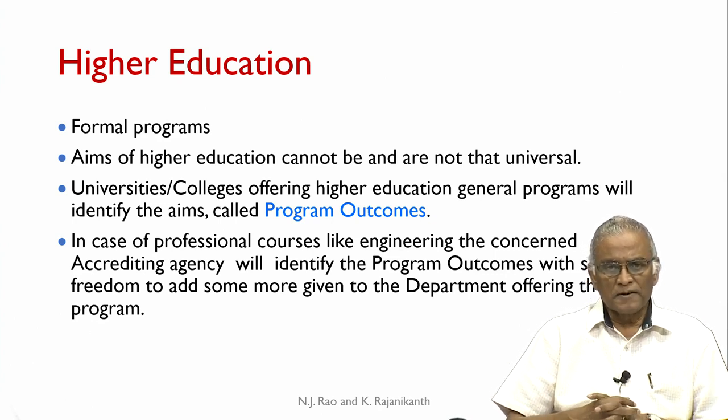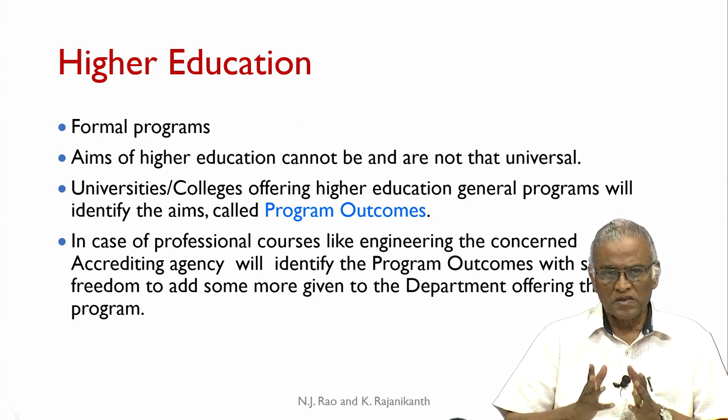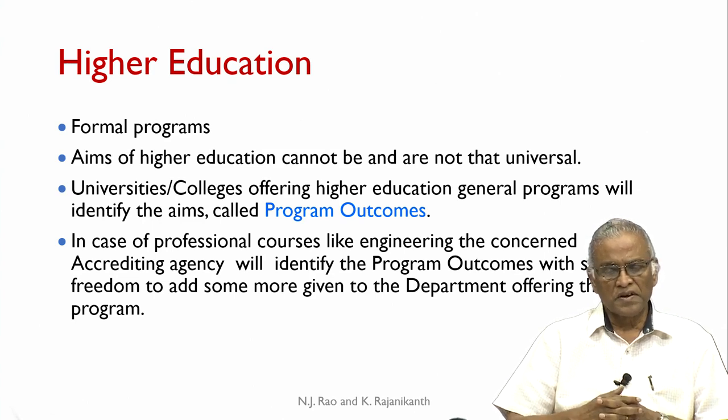And unlike schools, aims of higher education cannot be and are not that universal. By and large, what happens in a country, the aims of school education are broadly the same. There is not too much of difference between one place to the other place, whereas at higher education it need not be. There is no need for the aims of higher education to be universal. That is one of the first characteristics of higher education.